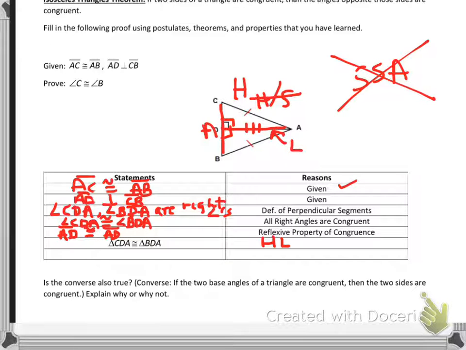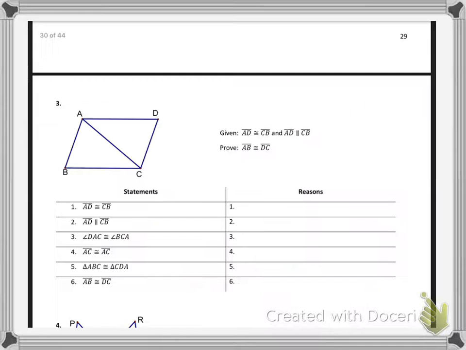So if we want to say that angle C is congruent to angle B, that this angle is congruent to this angle, we can do that now. We can say angle C congruent to angle B, and all we have to do is say CPCTC. Corresponding parts of congruent triangles are congruent. We'll do a couple more.